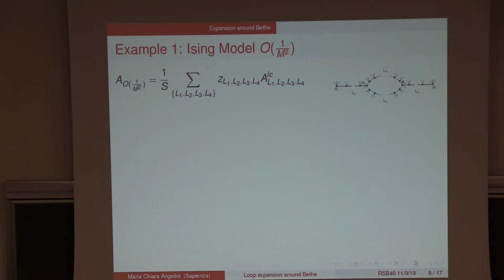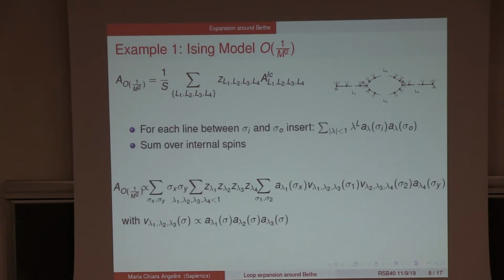So this is the formula for the second correction, the 1 over m squared correction. We have this factor S, and then the number of loops, and then this line connected observable. How to compute the line connected observable? Well, it's easy enough, because for each line we put the joint probability distribution that we found in the slide before, and then we sum over these two internal spins, sigma 1 and sigma 2.